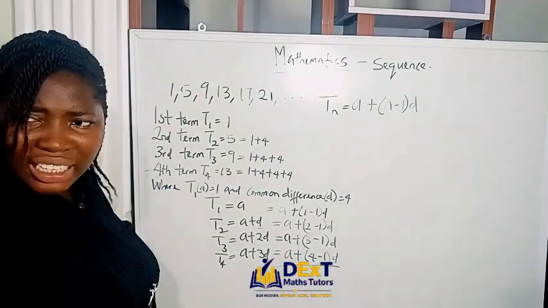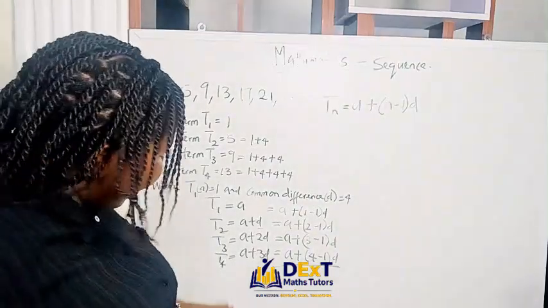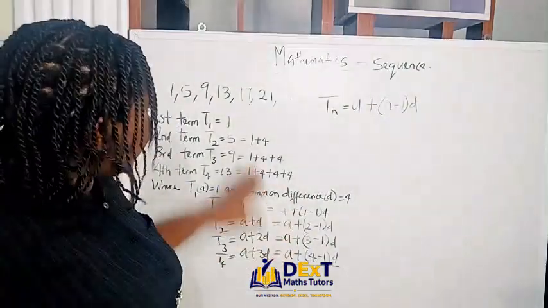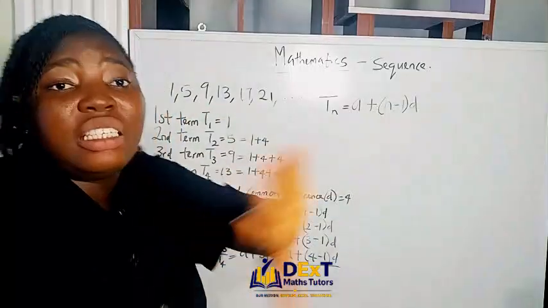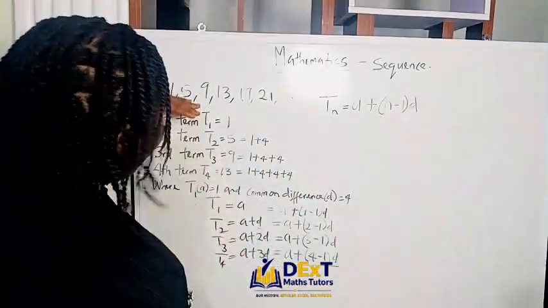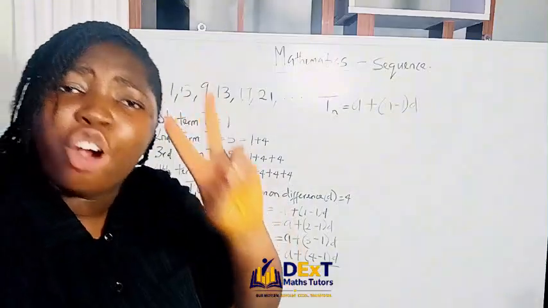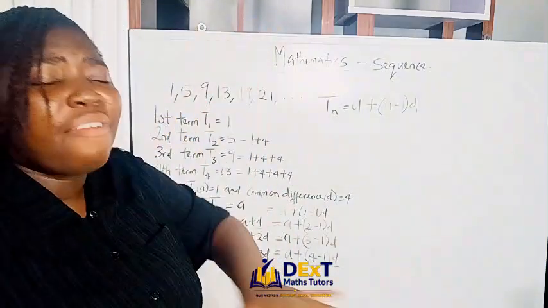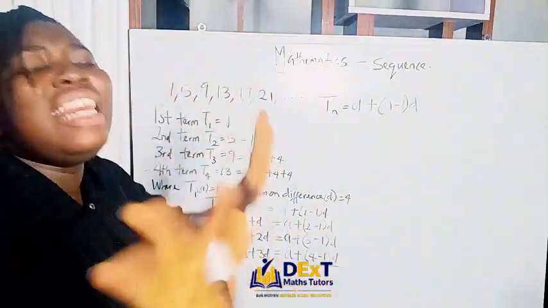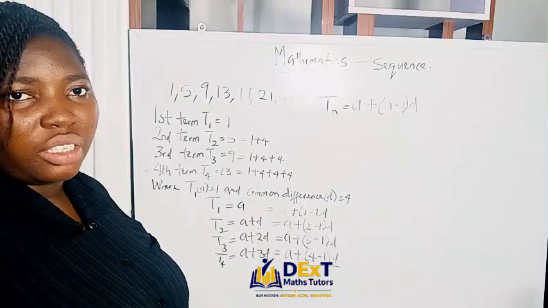Do you understand? How did I get my n? I noticed from my pattern, from this simple sequence, and it is the same for all sequences, that all I need to do is get my first term and get the common difference. Once I have that, I can get any term of the sequence.